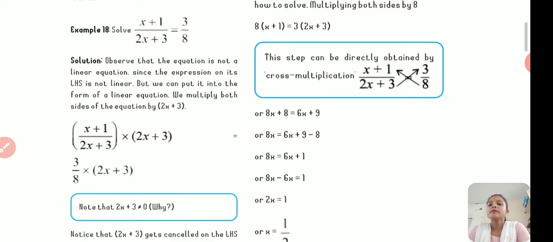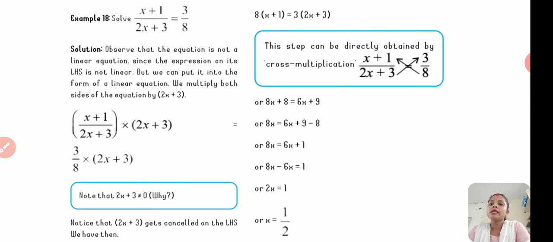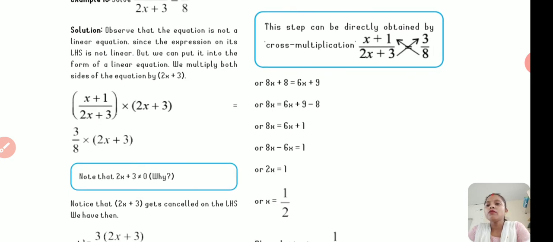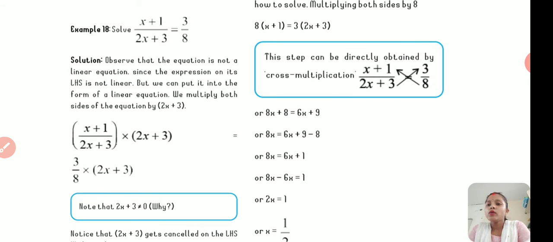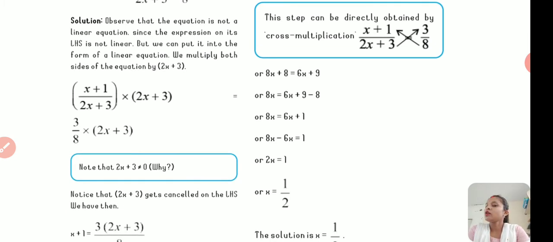Now I am going to open the bracket and multiply. This is the distributive property of multiplication over addition. Now we will get 8 into x, that is 8x, plus 8 into 1, that is 8, equals 3 into 2x, that is 6x, plus 3 into 3, that is 9. Now we have got the equation in linear form.